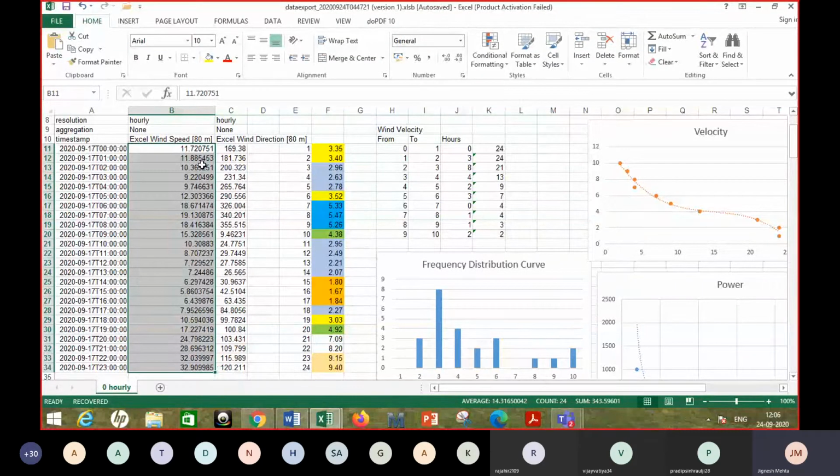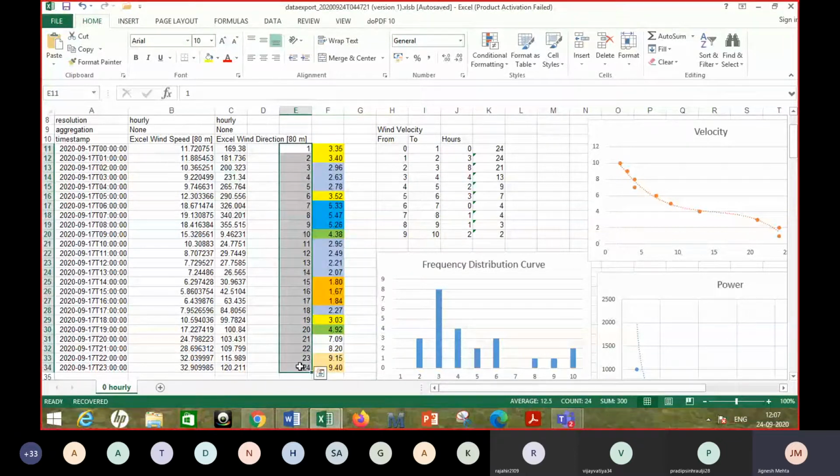Now it should be measured over the whole month or whole year, right? And you have so much data available. Now I have just divided it by 3.6 to get it in meters per second, and these are the number of hours, right? 1 to 24, first hour, second hour, and so on up to the 24th hour. So you can see the different wind velocities: in the first hour the average was 3.35, then 3.40, then 2.96, and so on.